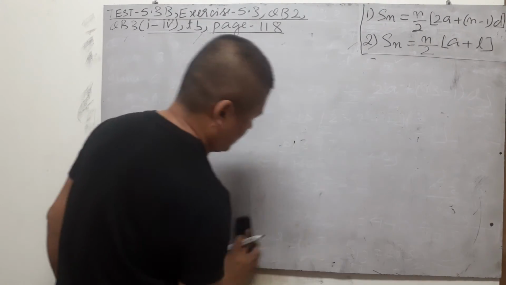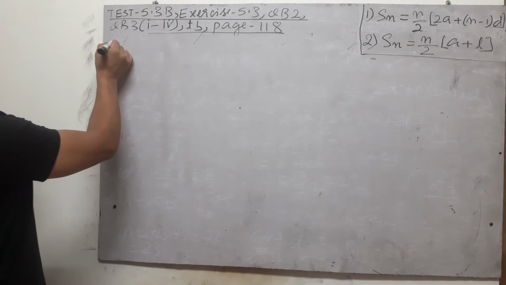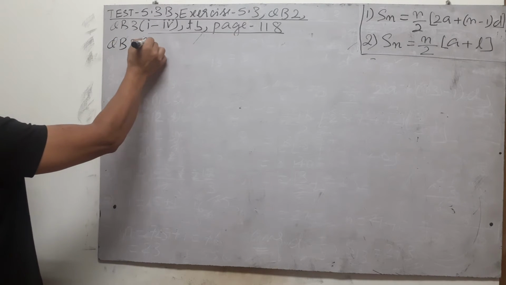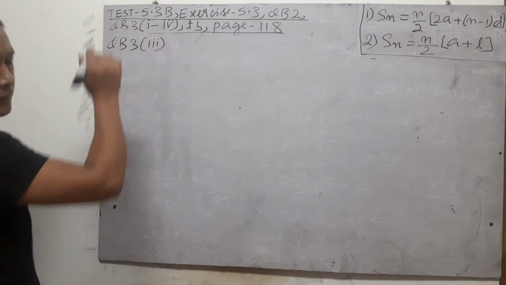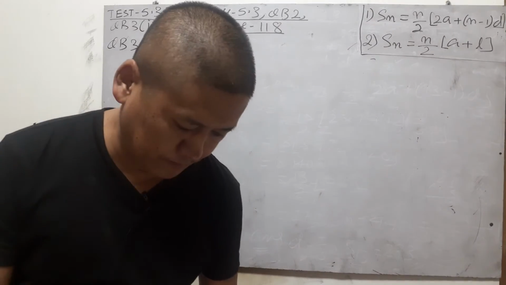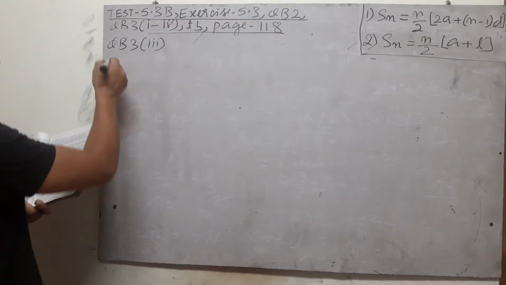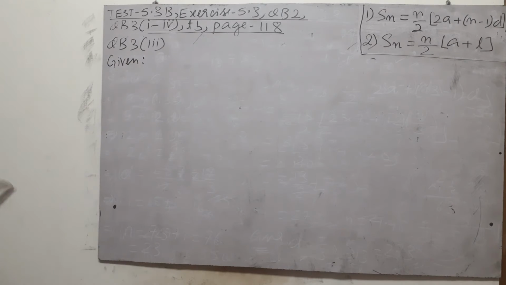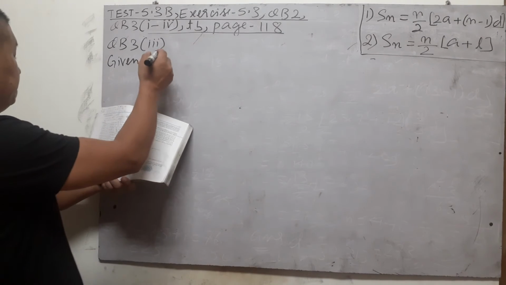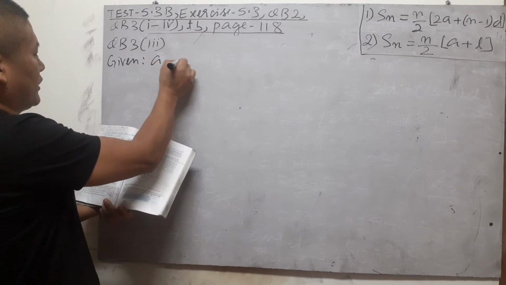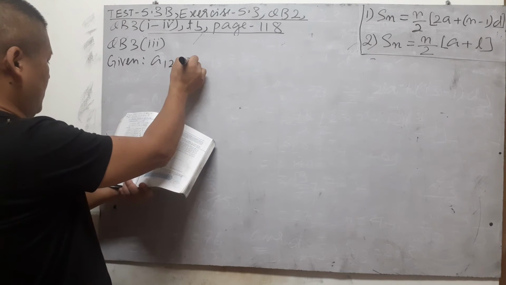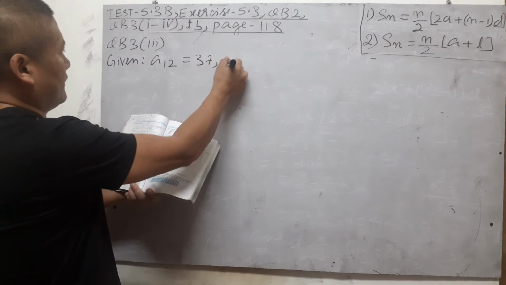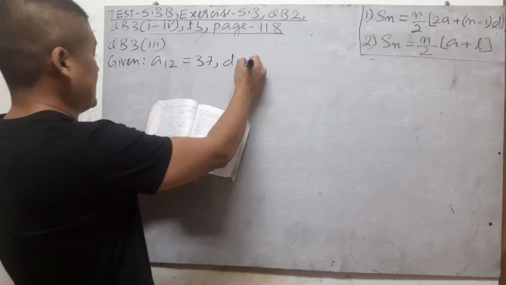So next question. Question B3 subheading 3. 2 is done. So let's write them down. Given to us is the 12th term value A12 as 37. D, the common difference value, is given as 3.